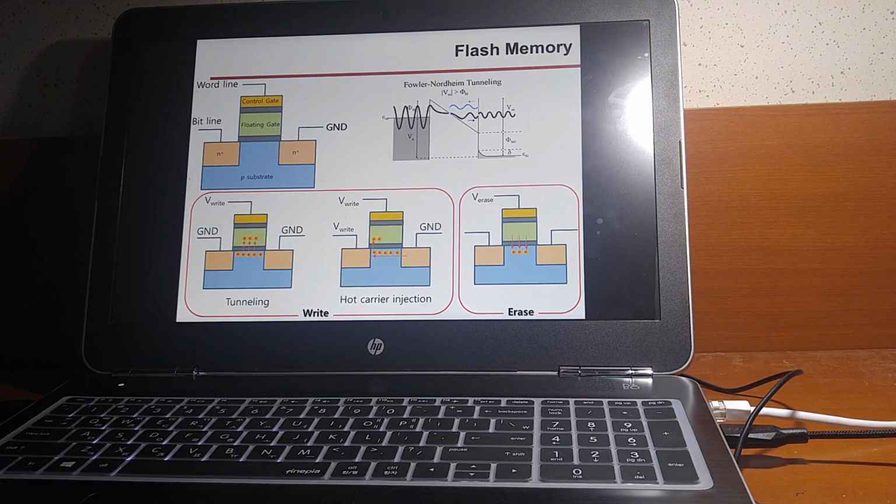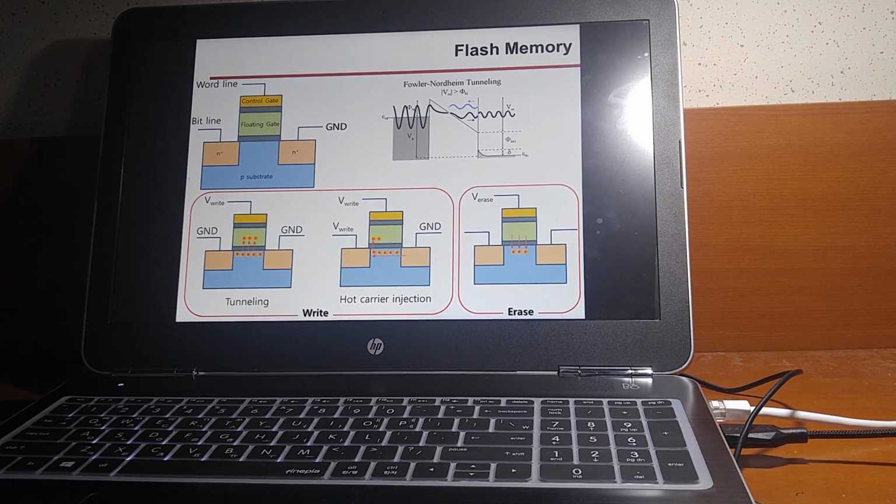Floating, as you can guess from the floating gate, is like a floating stage. It means there is no bias and no connection with other devices. And the floating gate is metallic or heavily doped. And for flash memory, we use FN tunneling, which is an abbreviation of Fowler-Nordheim tunneling.